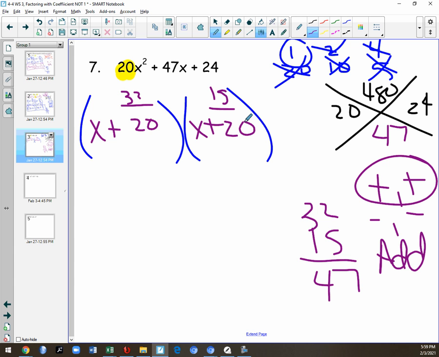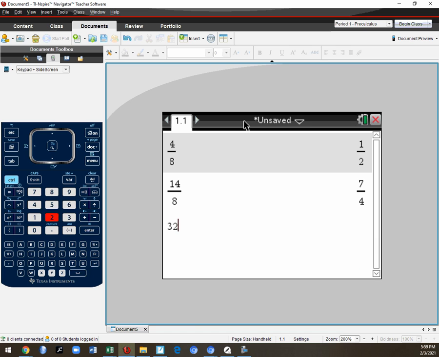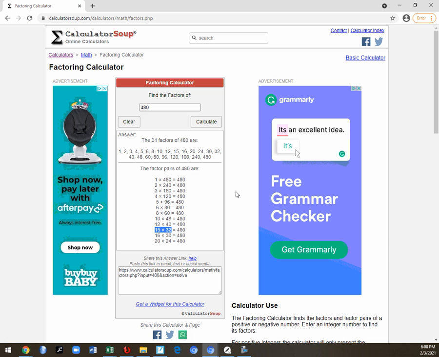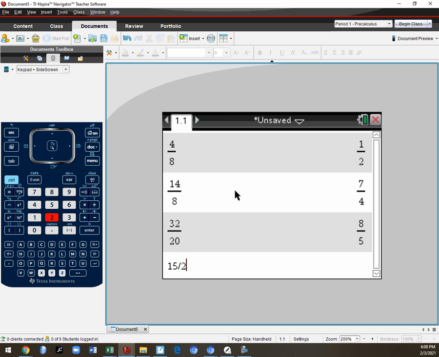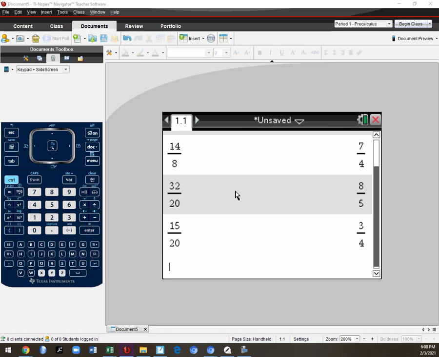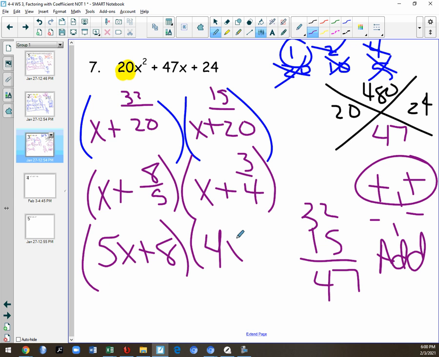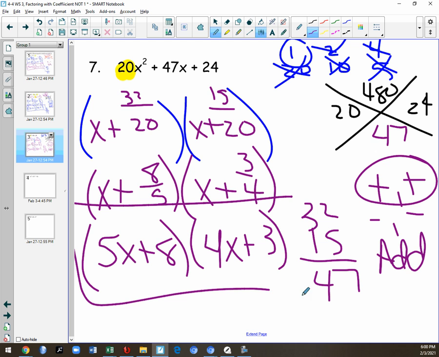So I'm going to reduce this. 32 divided by 20 is going to give you 8/5. 15 over 20 gives you 3/4. So now you're going to bring that 5 and the 4 in front of your letter. So I have 5x plus 8, and I have 4x plus 3. And that is done then.